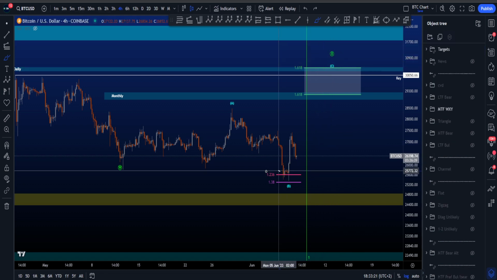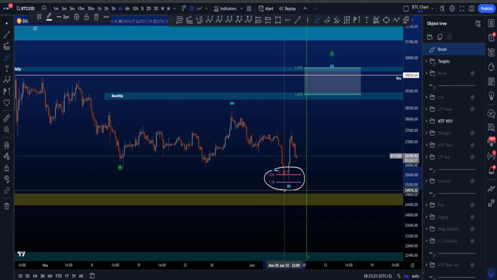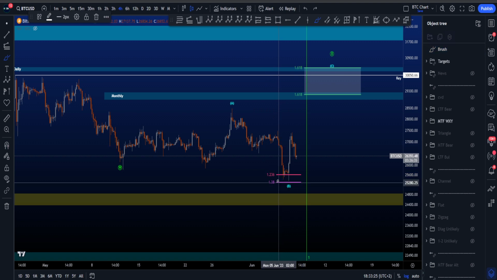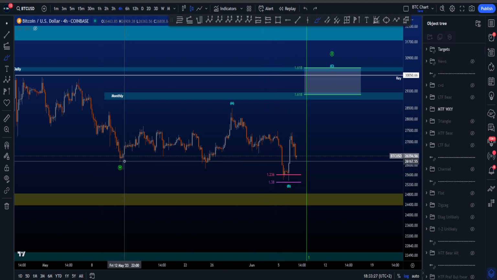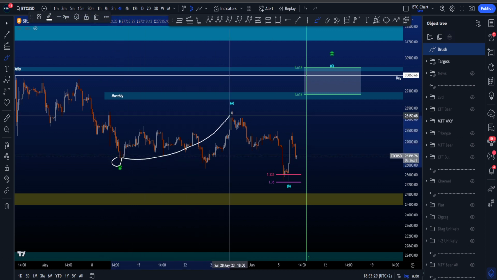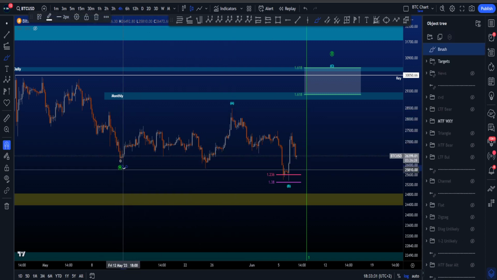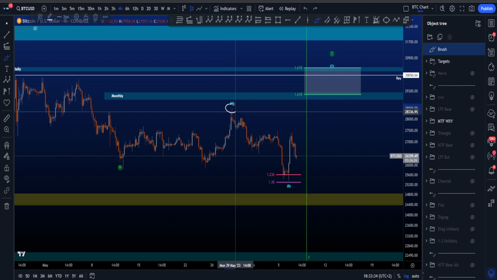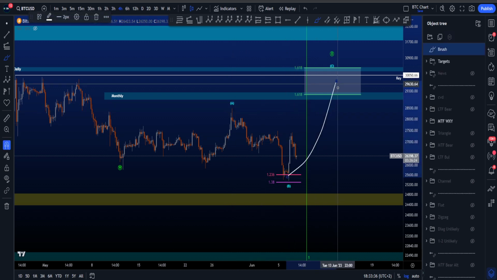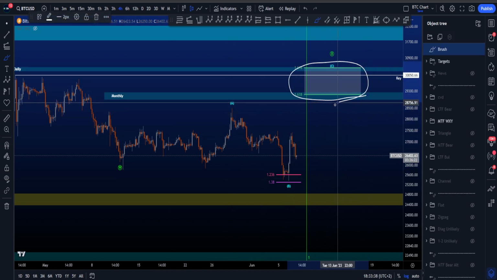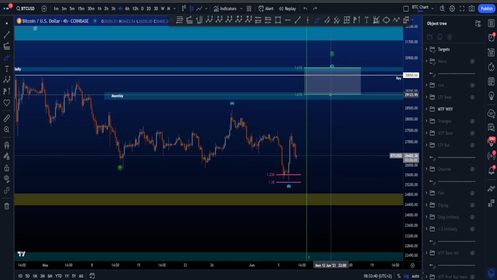And this wave B bounced perfectly inside the most common target area for a wave B expanding flat between the 1.236 and the 1.38, taken from the low of W, the red candle over here, so not the wick, the red candle, and then pull it to the high of A. And then you expect an impulsive structure where the most common target area for wave C is the white box over here between 29.1k and 30.4k.